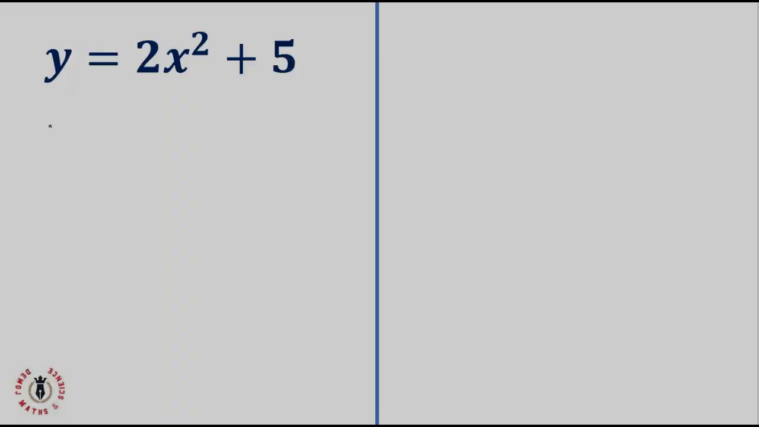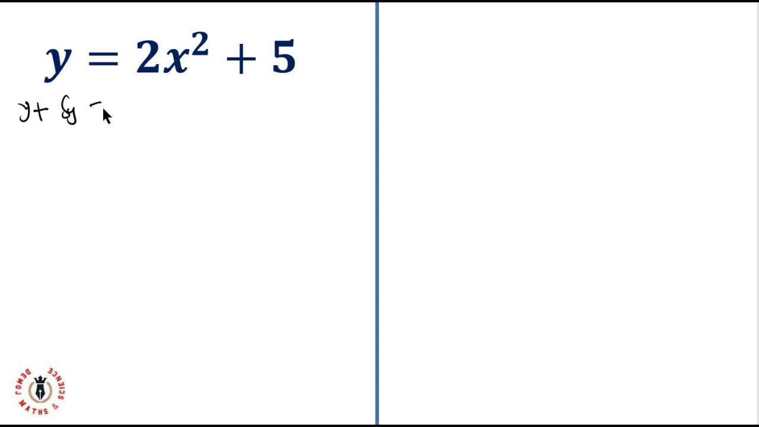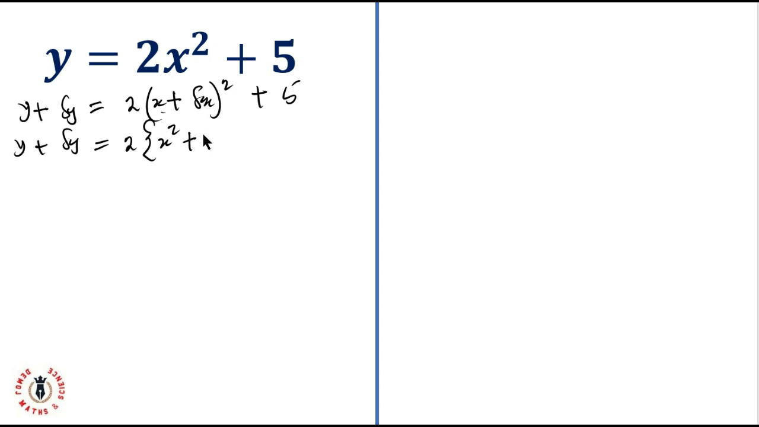This example says I have y equals 2x squared plus 5. Now I'm to find dy/dx. Like we did the other time, from first principle, I'll be increasing y so that y plus a change in y will be equal to 2 into x plus a change in x all squared plus 5. If I expand this like I did the other time, you agree with me that this will become x squared plus 2x delta x plus delta x all squared, plus 5.